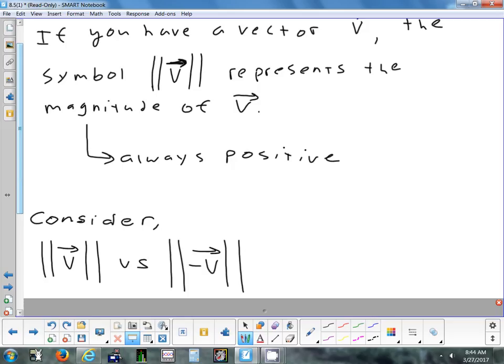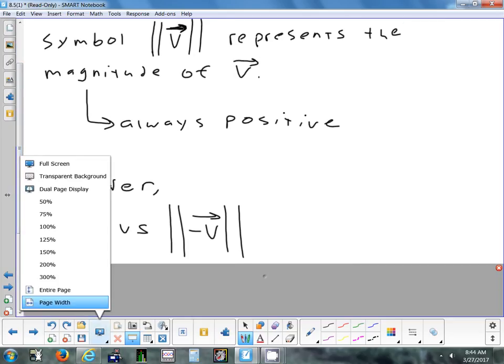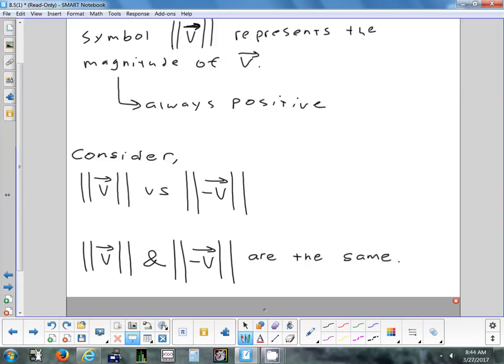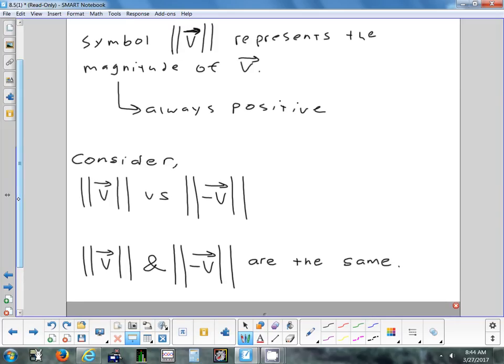So what would be the difference between the magnitude of the vector v and the magnitude of the vector negative v? Nothing. Those are exactly the same thing. For example, that's like if you were measuring the distance from here to your house or from your house to here. It's different directions, but it's still the same distance, same magnitude.